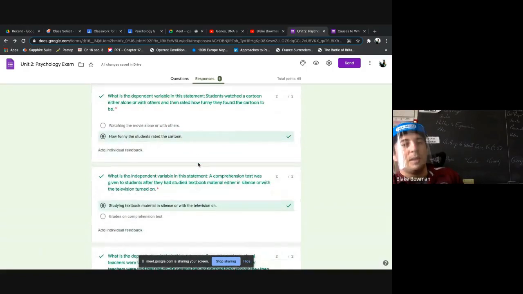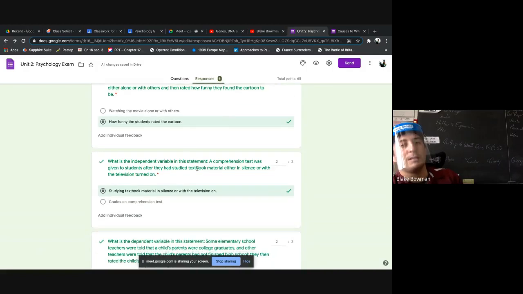All right, so what is a dependent variable in the statement? Students watched a cartoon either alone or with others and then rated how funny they found the cartoon to be. So the dependent variable is, remember, the measured outcome: how funny the students rated the cartoon. So that's the measurement.